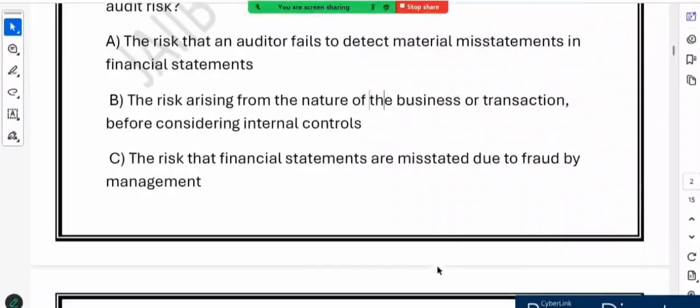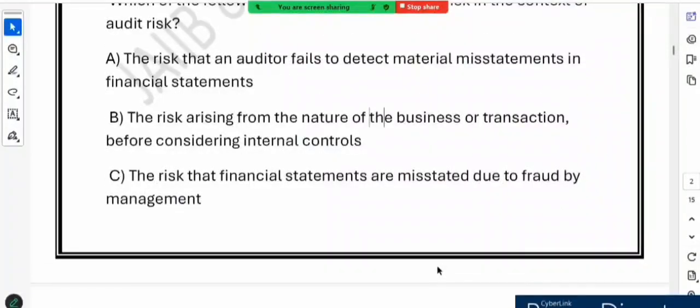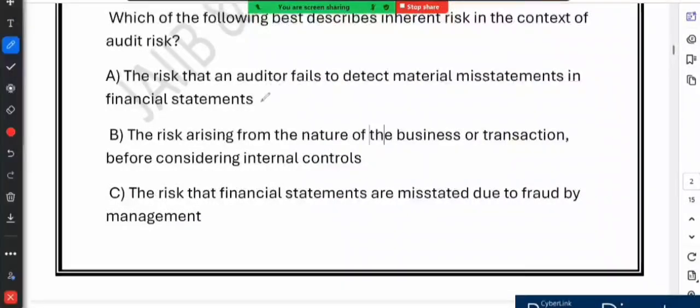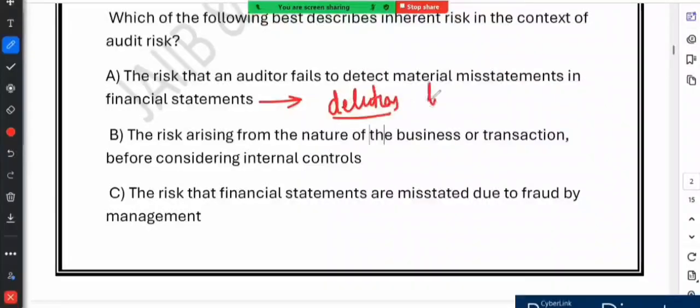So the correct answer to this question is, first of all, let's see each and every option. Option A suggests the risk that the auditor fails to detect material misstatement in the financial statements. Basically, this risk is called detection risk. This is not called inherent risk. Why? Because this is the possibility that the auditor may miss error or fraud while examining financial statements. So think of an examiner checking an answer sheet.